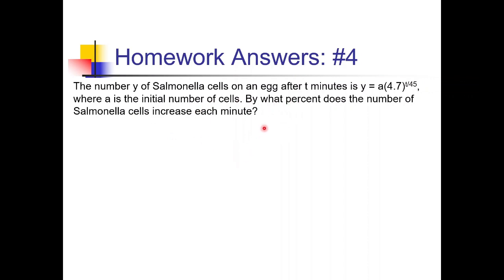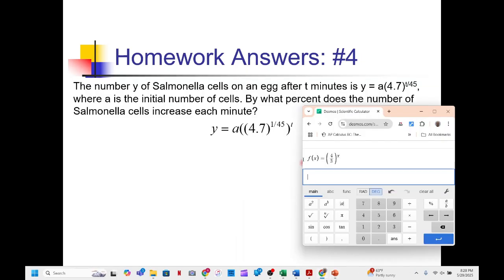So let's begin. If we're trying to find the growth rate, and this is going to be a growth rate, these things are growing, we're going to have to convert this into a times b to the t form, and I'll use my exponent rules. So I'll pull this exponent in to be 4.7 to the 1 over 45, all of that raised to the t. And now let me figure out what 4.7 to the 1 over 45 actually is, and that'll tell me my b value. That's my next step.